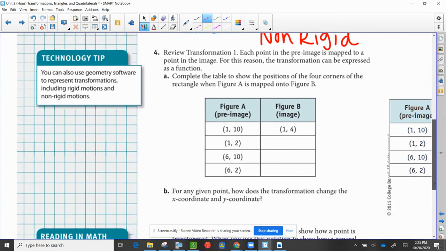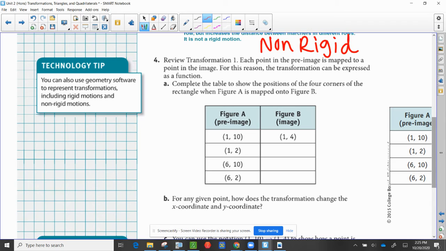Okay, so we're going to compare some tables here. So review transformation 1. Each point in the pre-image, remember pre-image means the original picture, is mapped here. So for the pre-image, image A, they got the 4 coordinates for each vertex of that picture. They want you to complete the table to show the 4 corners of the rectangle in figure A. So you're going to have to flip back in your book and look at the 4 corners in figure A and grab those ordered pairs. So they gave you the first one, 1, 4. So get the other ones that coordinate with our figure A, our pre-image.